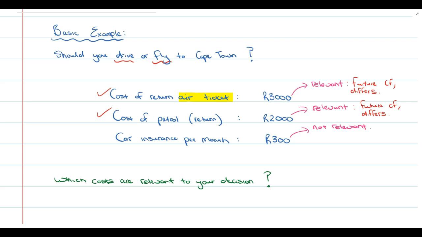However, the car insurance. This is a future cash flow. I'm going to have to pay 300 Rand every month in the future in order to insure my car. However, it does not differ between the alternatives.